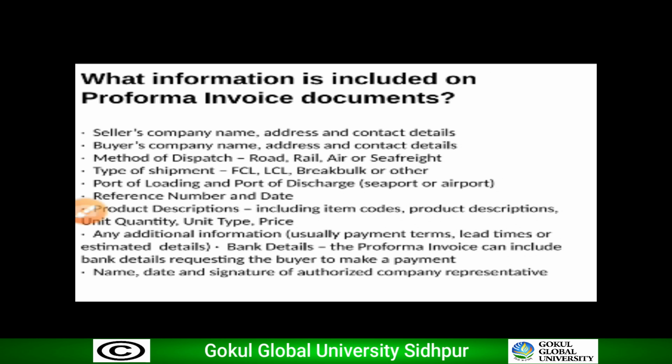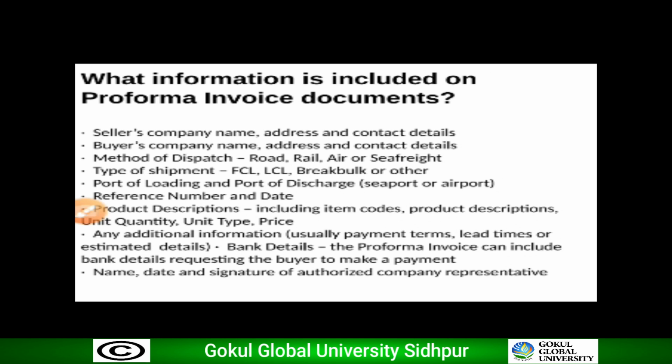Port types of shipment: FCL, LCL, break bulk or other. FCL means full container load. LCL means less than container load, and break bulk or other. Port of loading and port of discharge, seaport or airport. We need the quantity of raw material which we need to load from the port and also unload to the port.